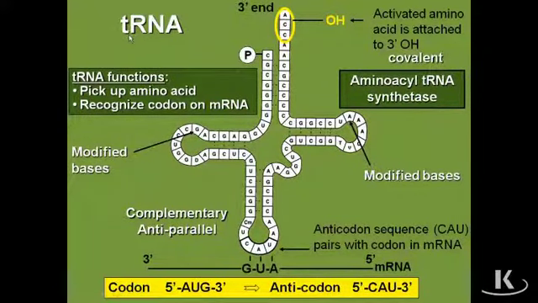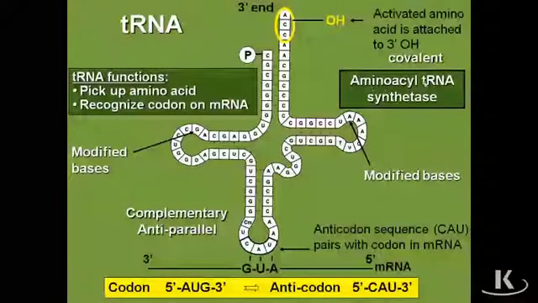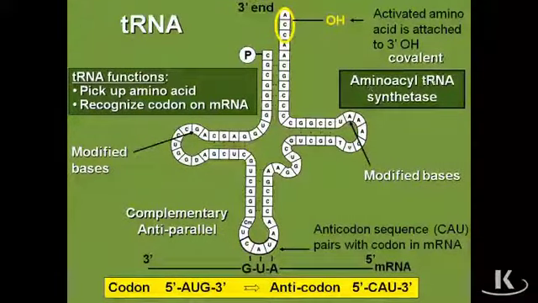The other point I wanted to emphasize is there's a special family of enzymes that are responsible for covalently attaching the amino acid to the 3' end of the transfer RNA. What are these families of enzymes called? Well, they're called aminoacyl tRNA synthetases. So the name tells you exactly what the enzyme does. It's an aminoacyl tRNA synthetase. So through an acyl linkage, amino groups of the amino acid are attached to the tRNA.